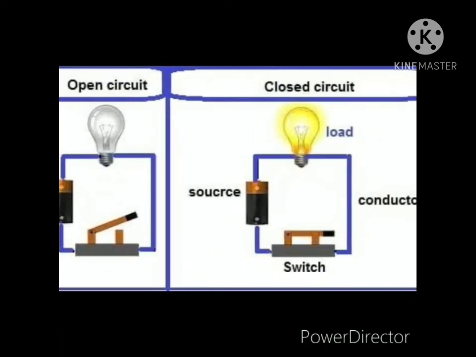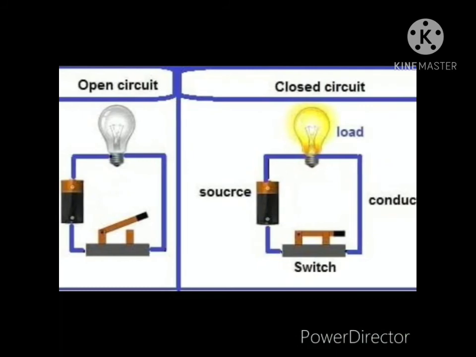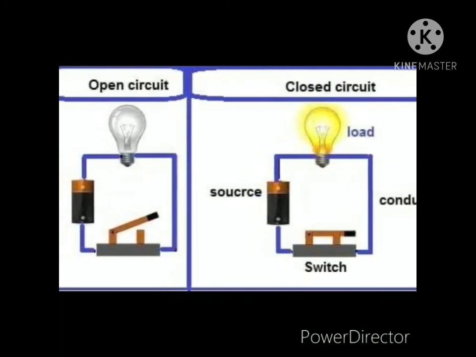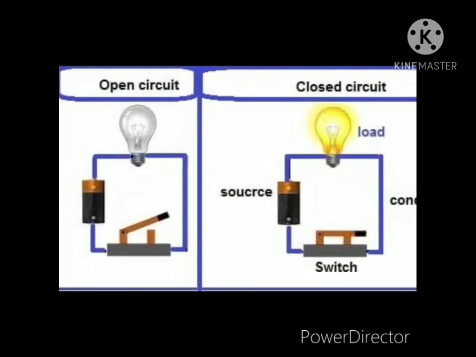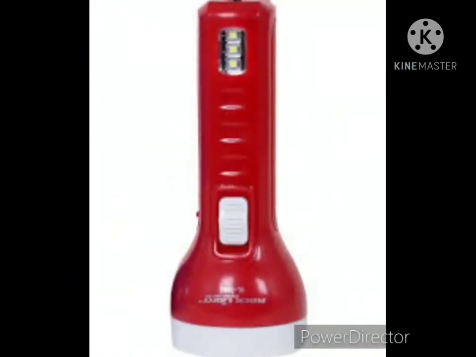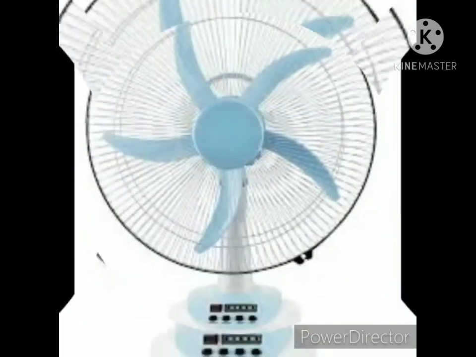On the other hand, when the switch is off, no electric current flows through the circuit and the components of the circuit do not work at all. It is called an open switch. Uses of electric switch. Switches are used in electric torch and in all electrical appliances.